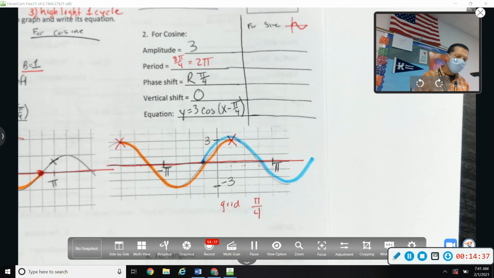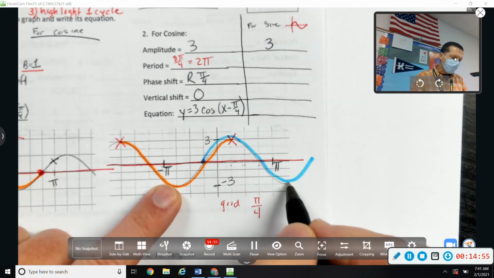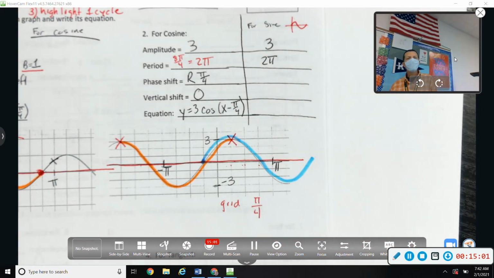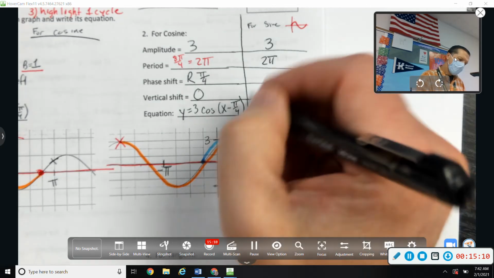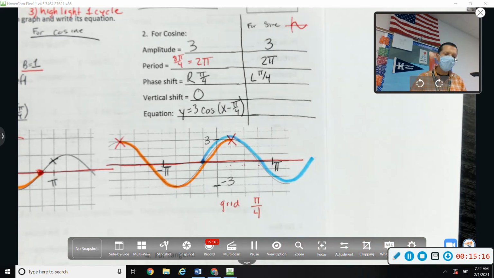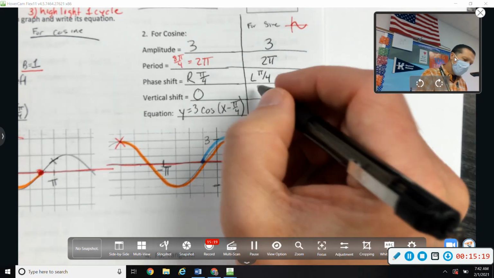So what's the amplitude if it's a sine graph? Some of these are the same. Yeah, it's still 3. Its period is still the same because you can still measure from peak to peak or valley to valley or start to start. So its period is still 2 pi. What about its phase shift? Yeah, this one would be left pi over 4, or right, however many that is, 7 pi over 4. So vertical shift is 0.